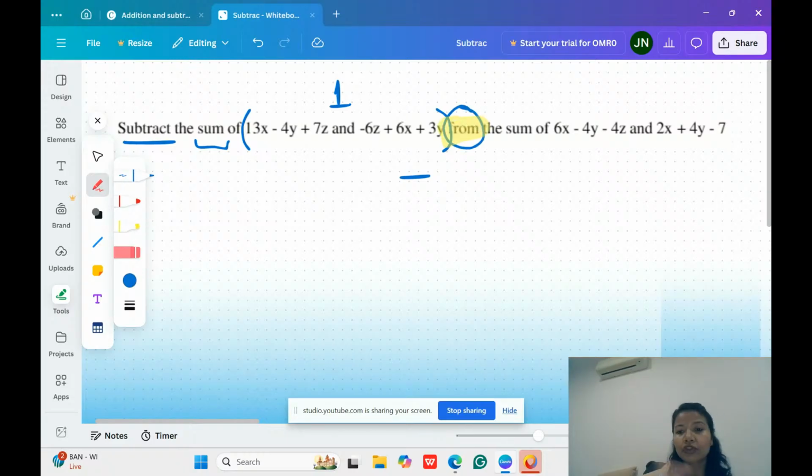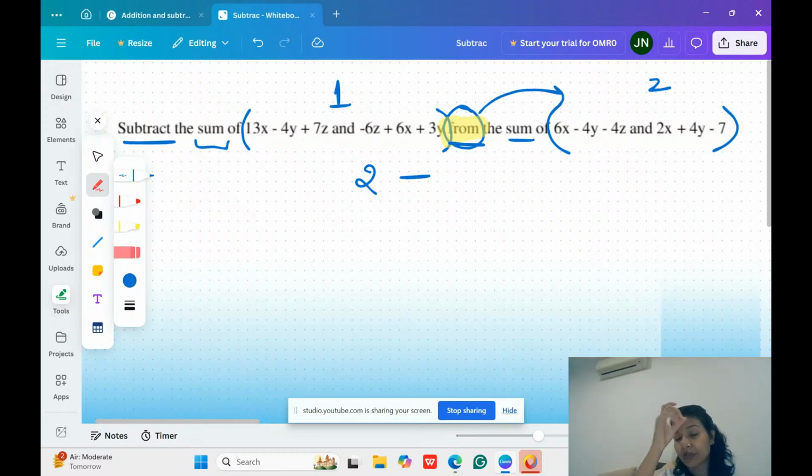What happens with from? You change the order. From the sum of this and this, let me call it 2. So should I do 1 minus 2 or 2 minus 1? Remember, when you have the word from, the term that comes after from will be your first expression, and then 2 minus 1 we will do in this case. The phrase after from comes first, and then the one which is before from is the number or expression to be subtracted.